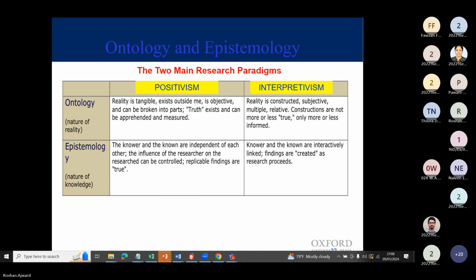Okay. So if I ask this question, what would a scientist follow? Positivism or interpretivism? A medical scientist.